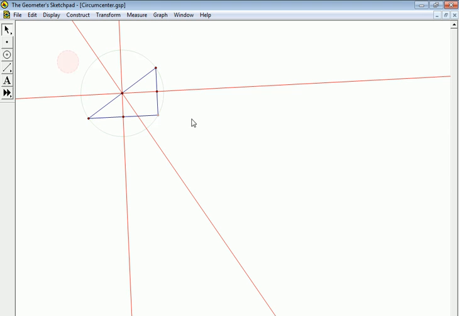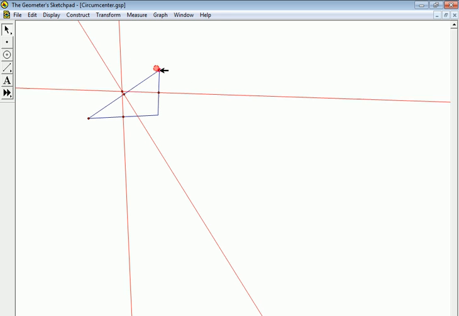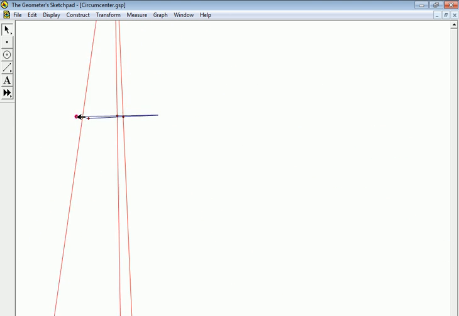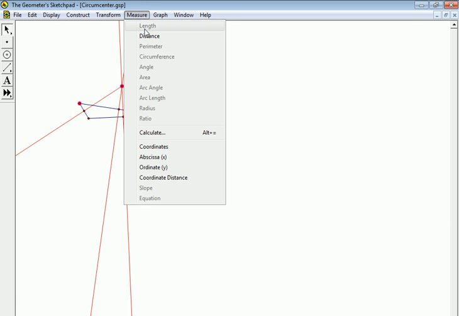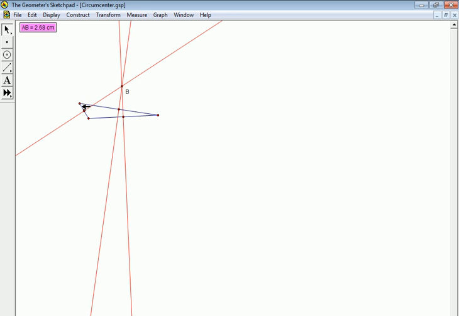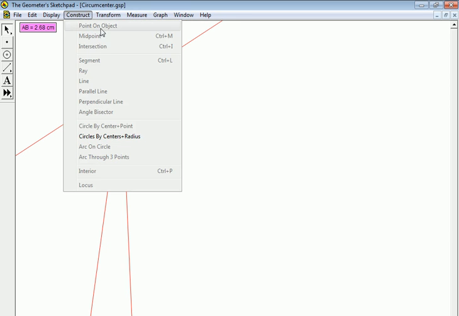How would you know? Because you would see perpendicular bisectors. You have to know that that is the circumcenter because it's formed by the perpendicular bisectors, and it's equidistant to the vertices. This point right here is the same distance to each one of those, and I can actually measure that distance. Let's do measure distance, from here to here.